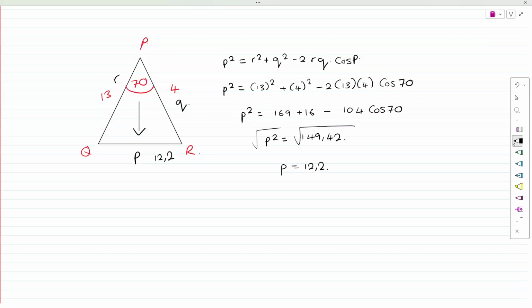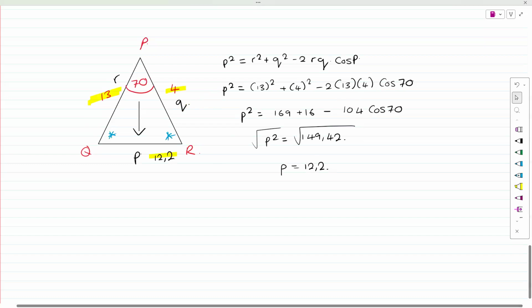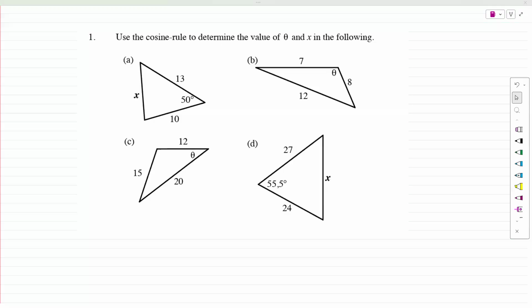So that's 12.2. Now that you got three sides, no matter what you wanted, it doesn't matter. We could use cosine to find anything that we wanted now because we have three sides. And that's all there is to the cosine rule. Quite simple. Okay, guys, these would be some practice examples taken from the Mind Action series, actually.